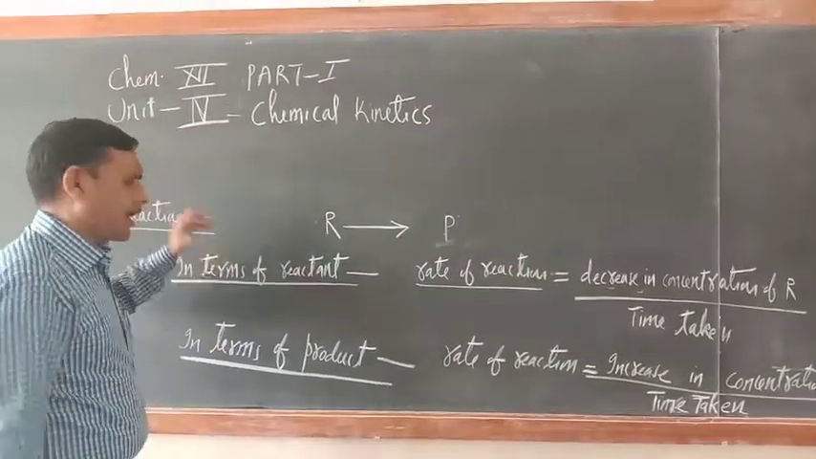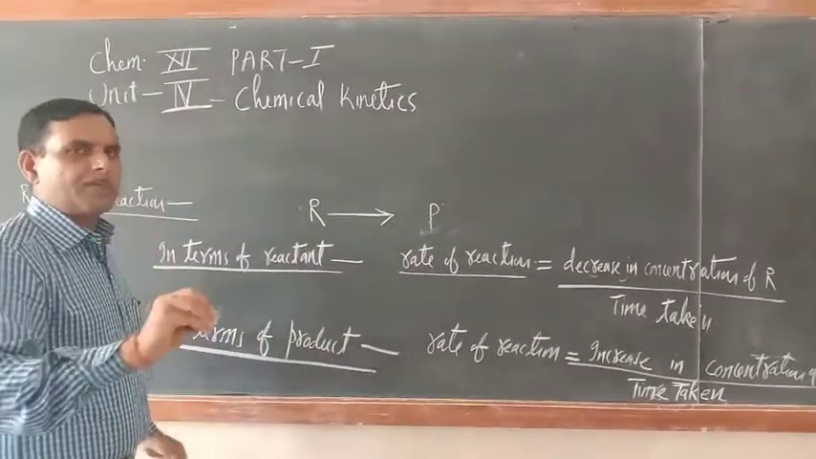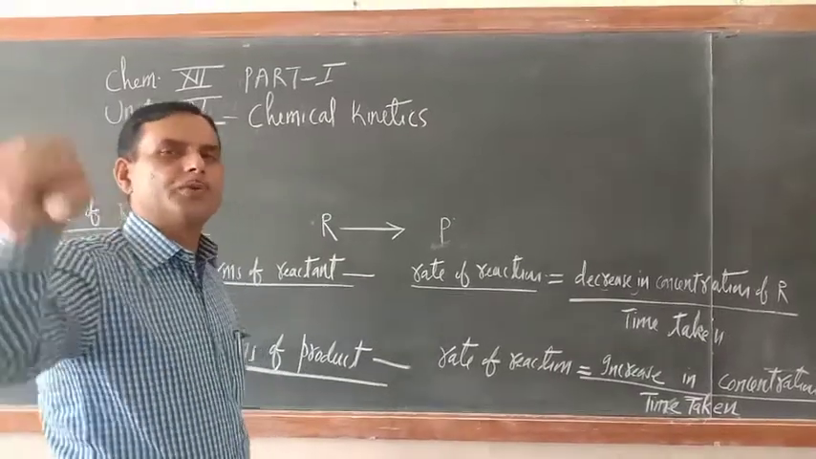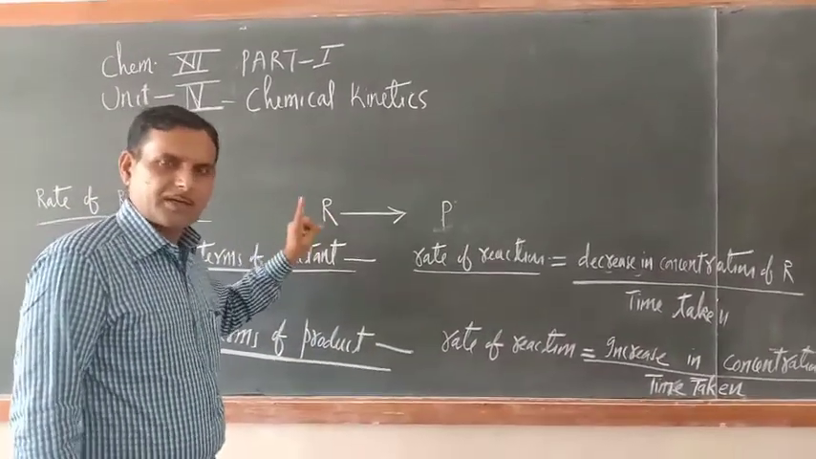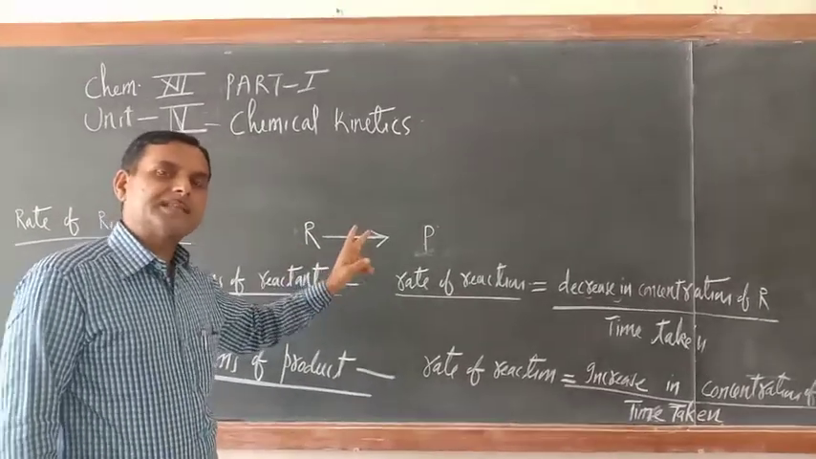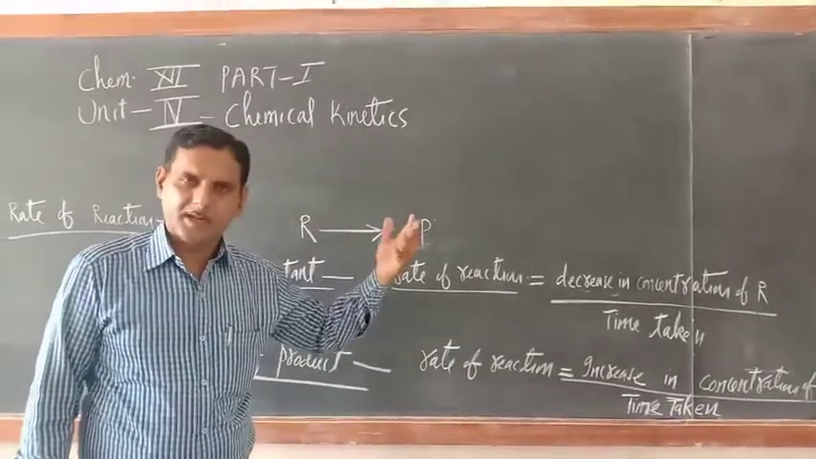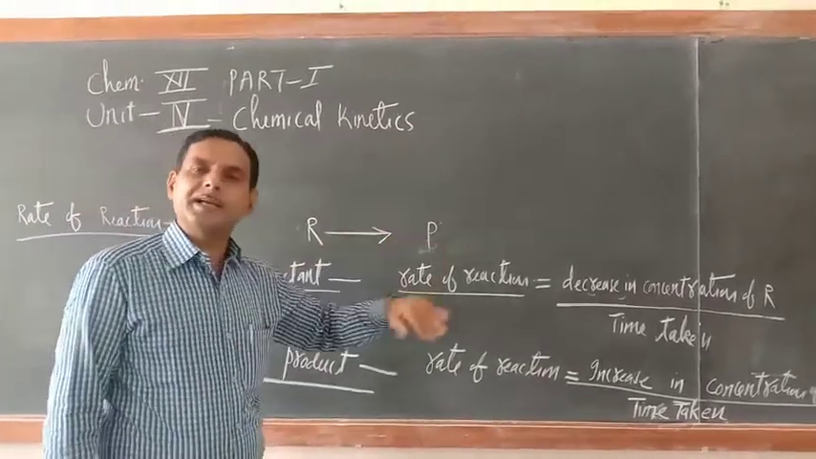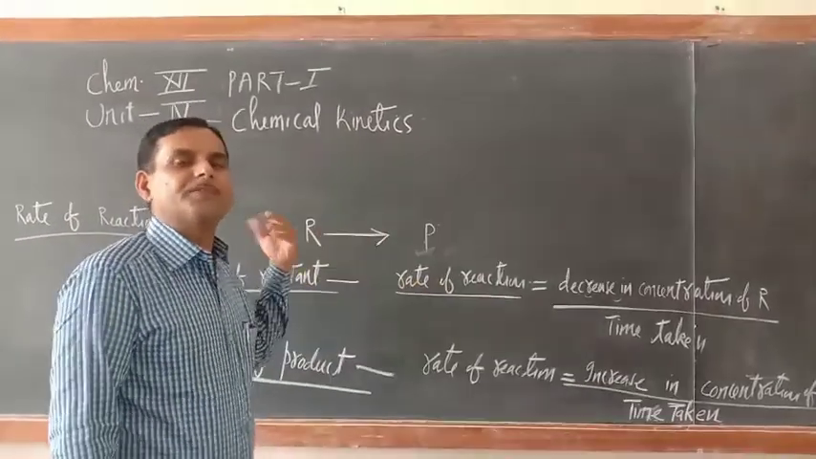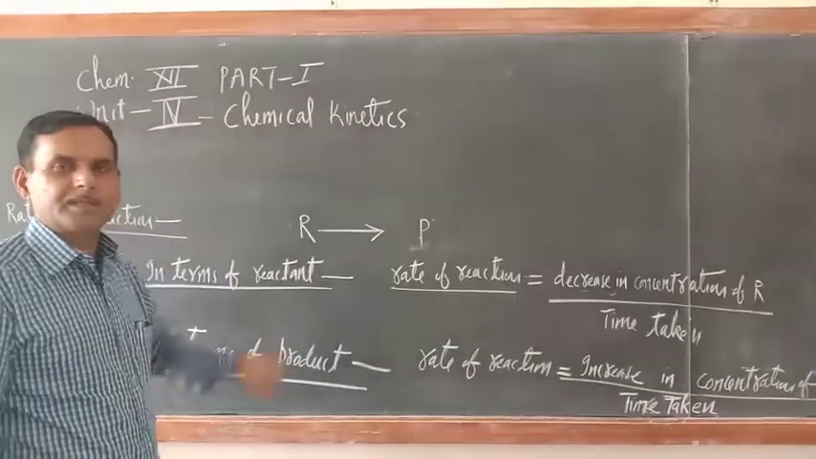Now just try to understand. Rate of reaction we can define in two ways. One, when we are considering the reactant. Second, when we are considering the product. Are you getting my point? Means in terms of reactant and in terms of product, both ways we can define the rate of reaction.